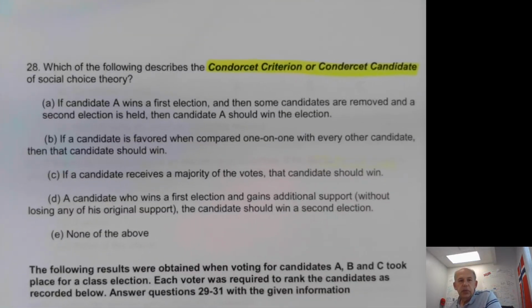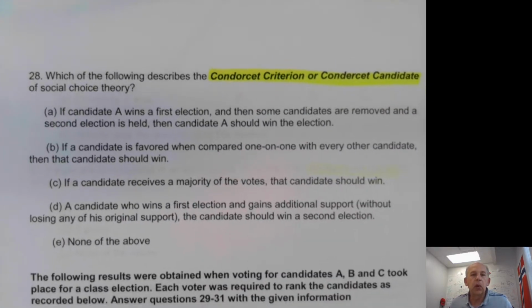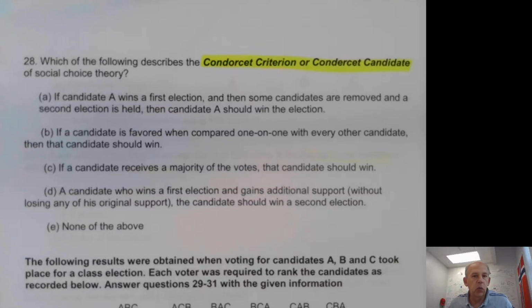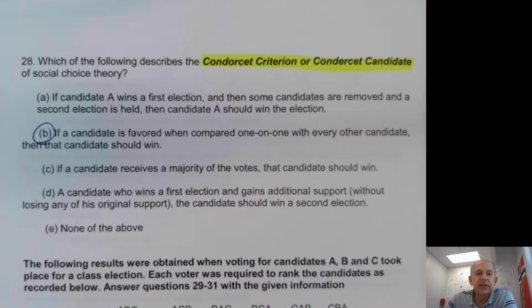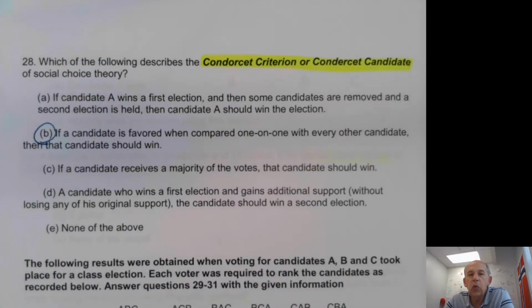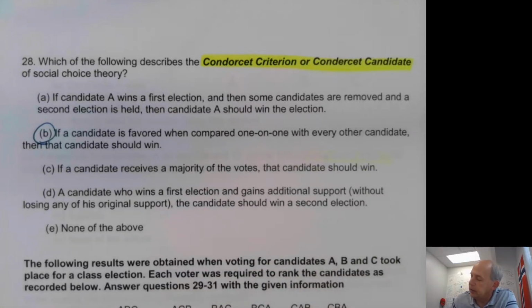A definition problem for number 28. What we have here, we want to see what the Condorcet criterion or Condorcet candidate is all about. And this is the comparison head-to-head, one-on-one battle with every other candidate. And if that candidate wins, they should win the election if they are favored in these head-to-head competitions. My choice would be B.